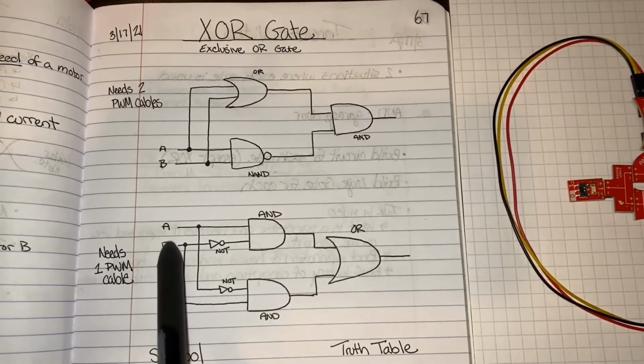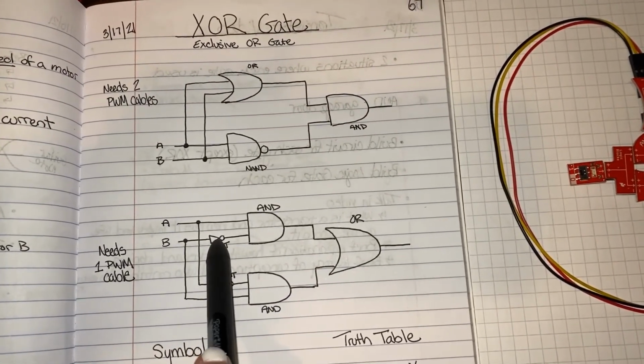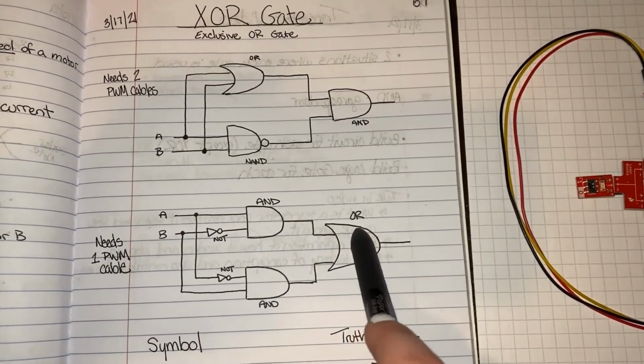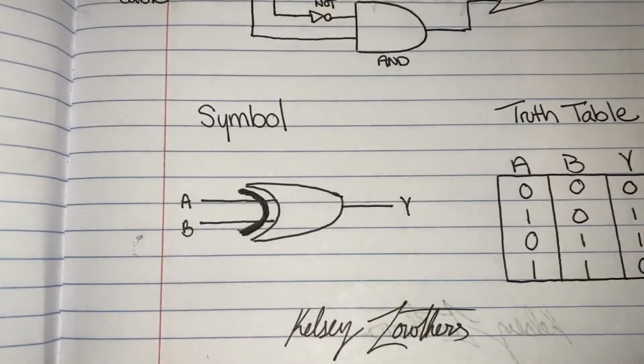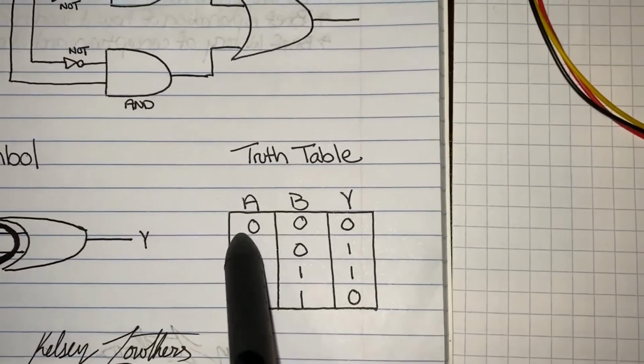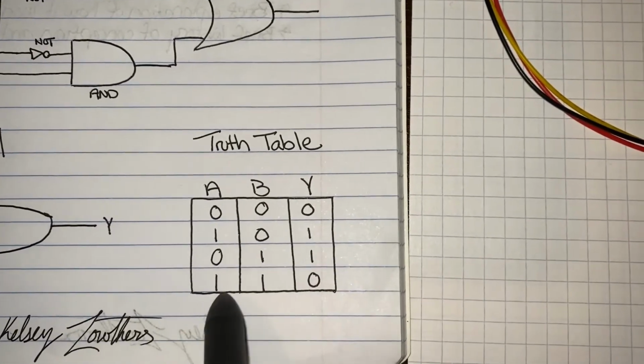Or in the second one, we have our inputs A and B going to a NOT and an AND, and then a NOT and an AND, and then they both go into an OR. Here is our symbol, inputs and output, and then our truth table: 0, 0, 0; 0, 1, 1; 1, 0, 1; 1, 1, 0.